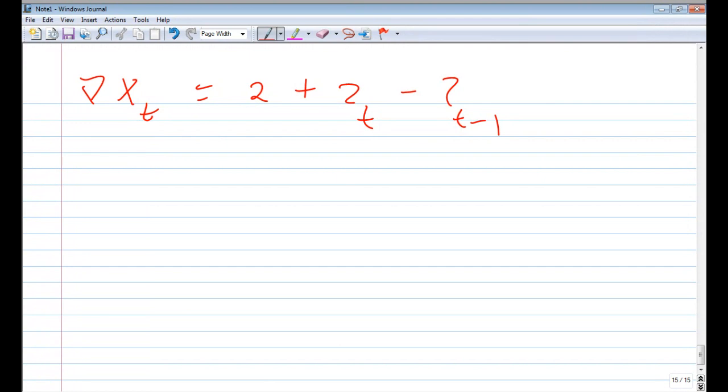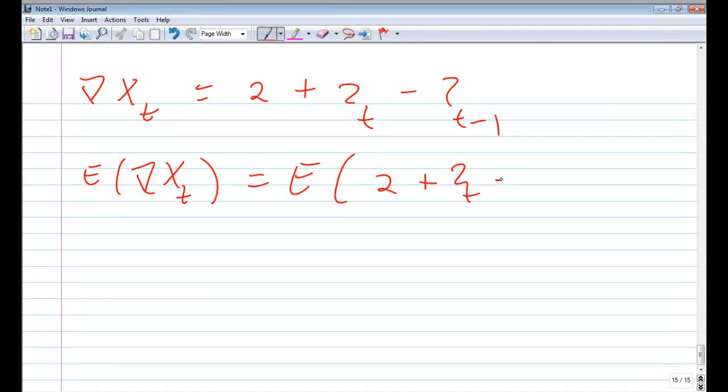Now, again, to check whether this new process is stationary, you do what? You apply the same scenario. You calculate the expected value, you calculate the covariance, you calculate the variance. If all of them are independent of t, then this new process is stationary. So let's do it. Expected value of change in xt, expected value of 2 plus zt minus zt minus 1. So the answer here is true. Now it's constant, doesn't depend on t.